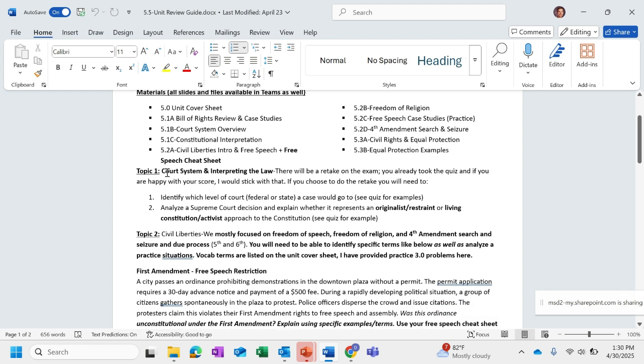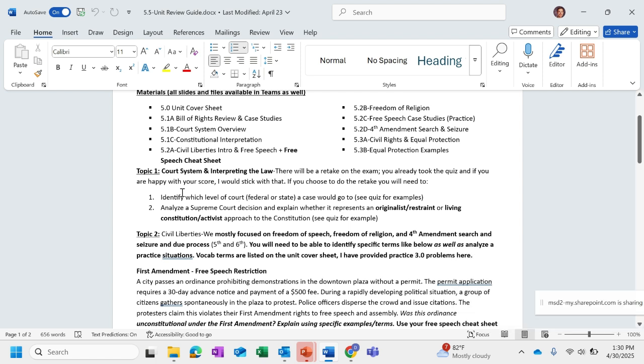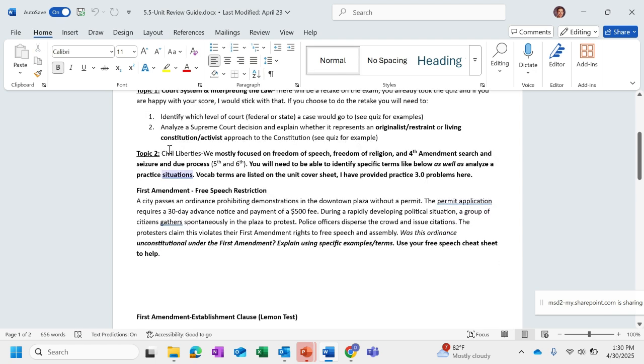So here's the big deal: there will be a retake opportunity for the topic 1 quiz. Make sure you know what you got on that because you don't need to do it again if you already did fine on it. Topic 2 is about civil liberties.